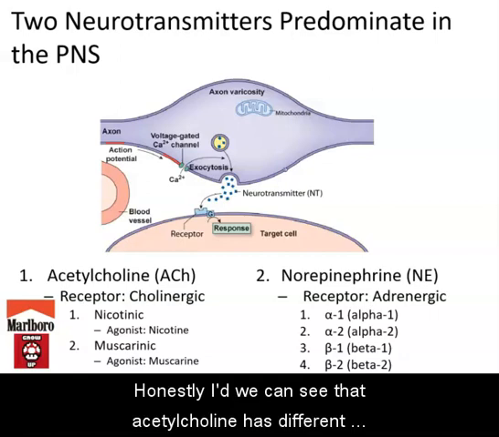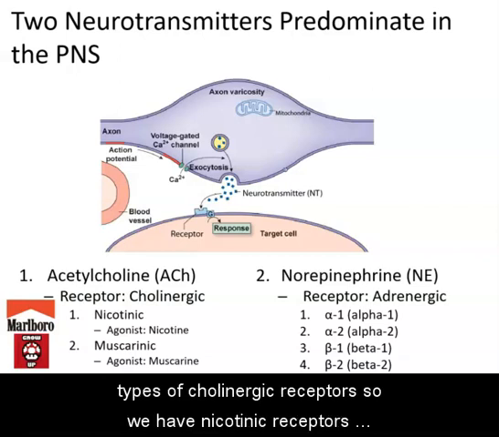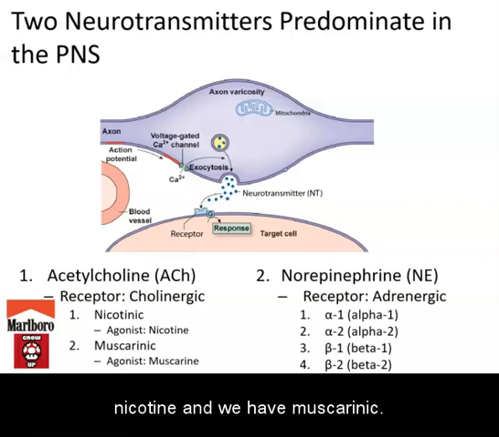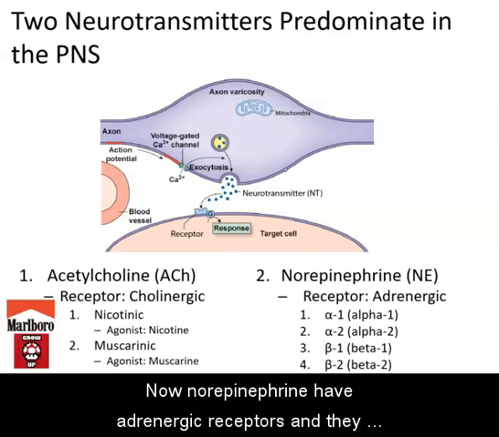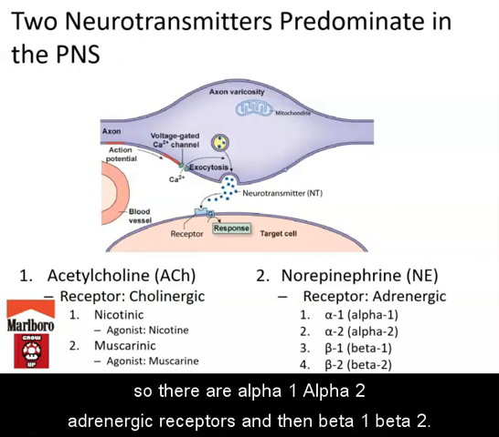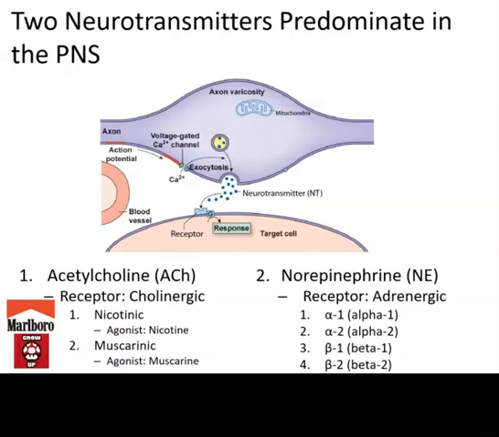On this slide, we can see that acetylcholine has different types of cholinergic receptors. We have nicotinic receptors, whose agonist is of course nicotine, and muscarinic receptors, whose agonist is muscarine. Norepinephrine has adrenergic receptors, and there are specific adrenergic receptors which we'll get into: alpha-1, alpha-2 adrenergic receptors, and then beta-1, beta-2 adrenergic receptors.